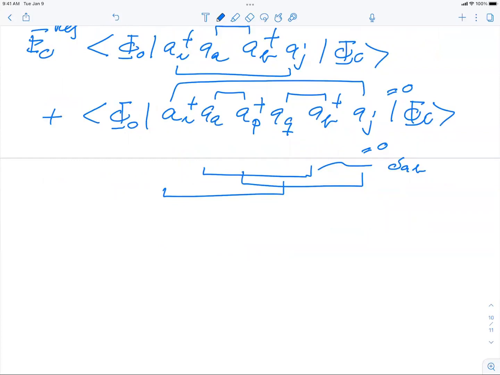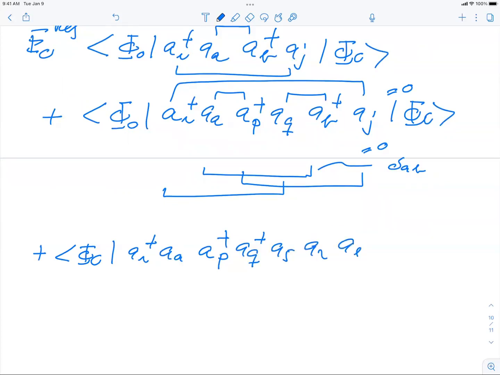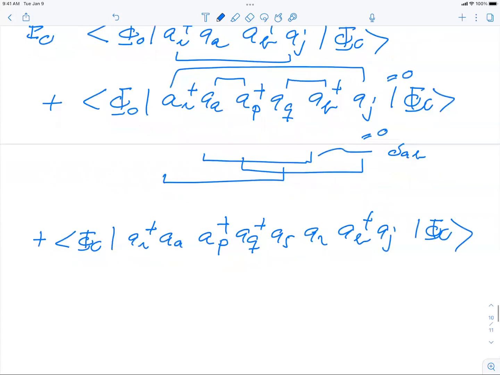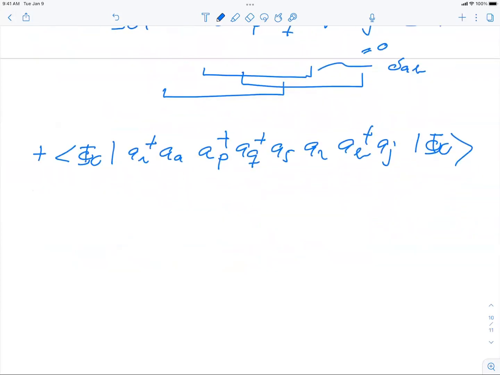So let's now look at the third term, the interaction. We would have phi 0, then a_i dagger a_a, then a_p dagger a_q a_s a_r, and a_b dagger and a_j on phi 0. Let's go through all the possible contractions here and look at what we can get.